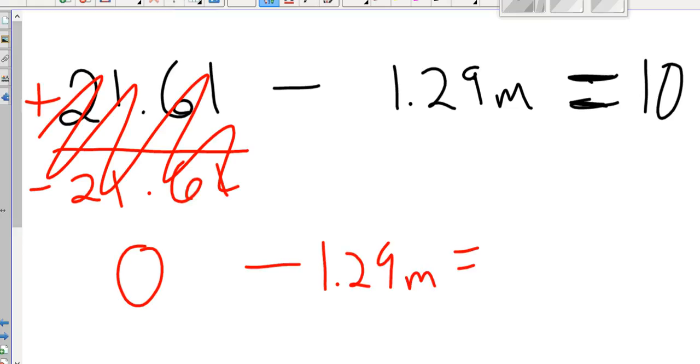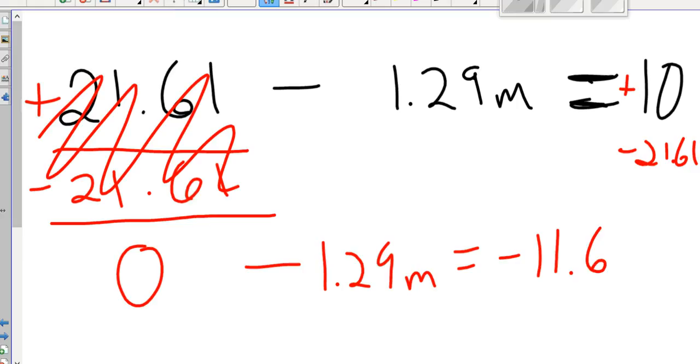And then on the other side, since I subtracted 21.61 here, I also have to subtract 21.61 here. And so this is a positive 10 minus 21.61, so that's actually going to give me negative $11.61. So we have that concept that we're going to be looking at there.